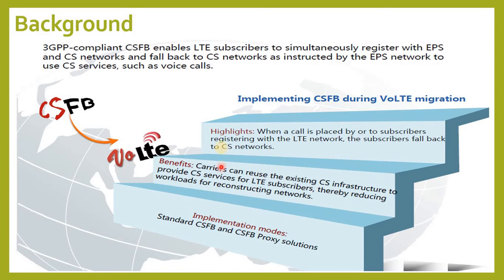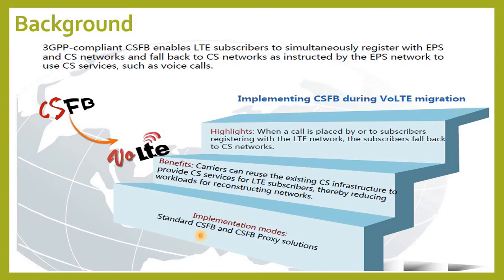The background is like this: CSFB basically enables the LTE subscribers to simultaneously register with EPS and CS networks, and at the same time fall back to the CS network as instructed by the EPS network to use the CS services, as I just mentioned, for voice call and SMS. Basically, there are two modes for implementation. One is called the standard CSFB mode, and the other is called the CSFB proxy solution.